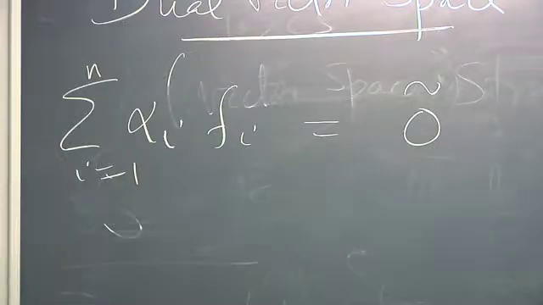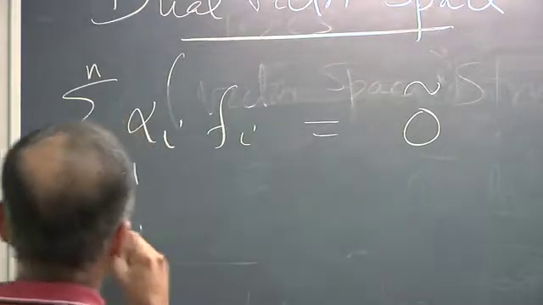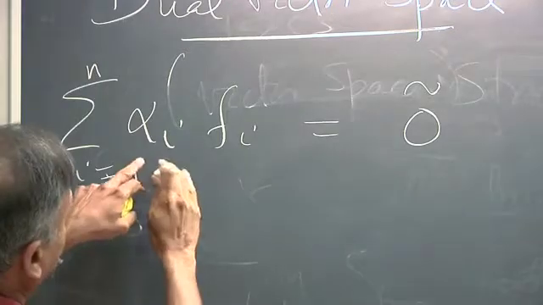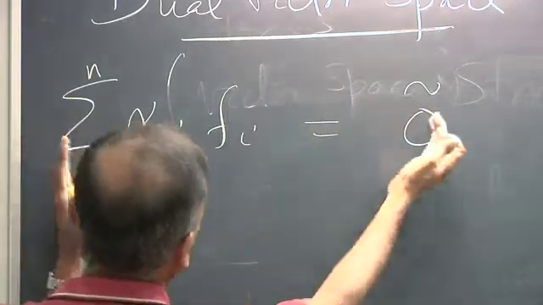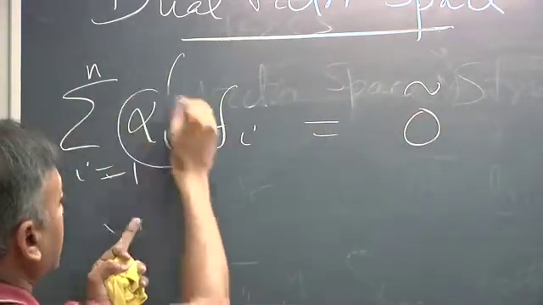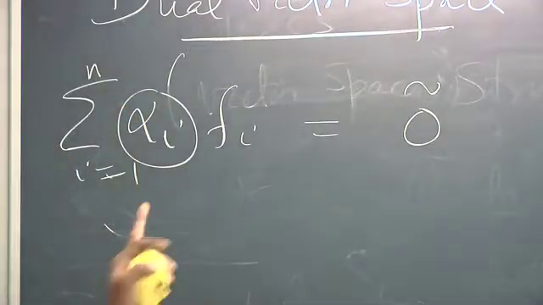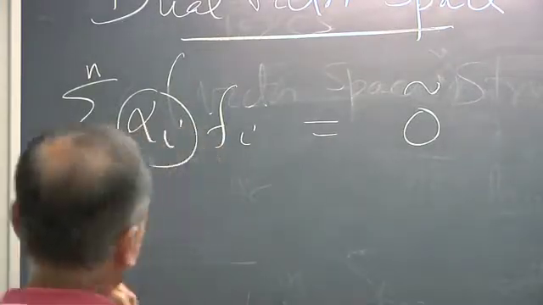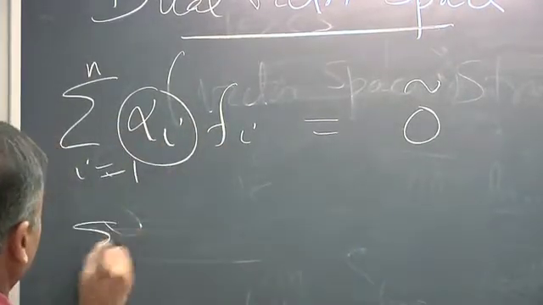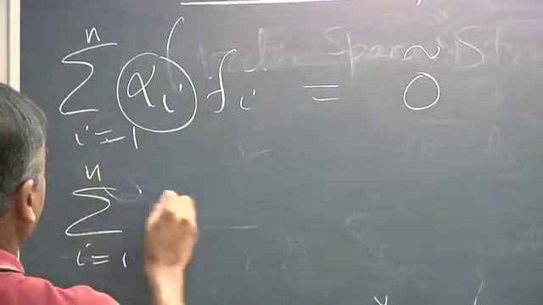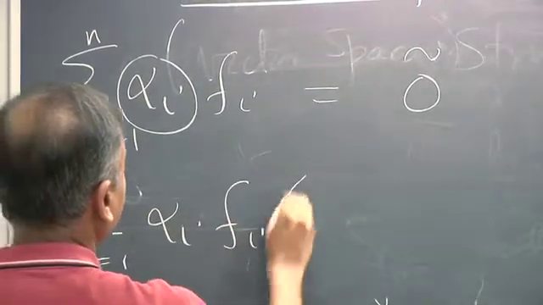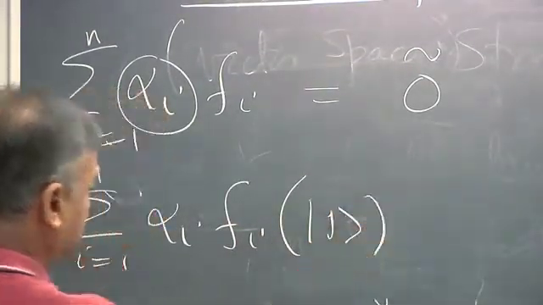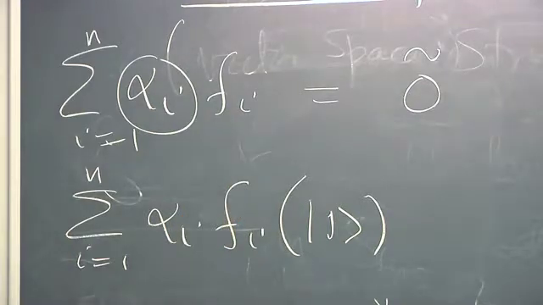Okay. So given this, let's apply. We are saying that this is equal to that, and I want to ask what are the possible values of alpha i such that this is true. So let's apply both sides on a vector j. Let's apply the sum over i equal to 1 to n, alpha i fi, acting on j. j is any basis vector.